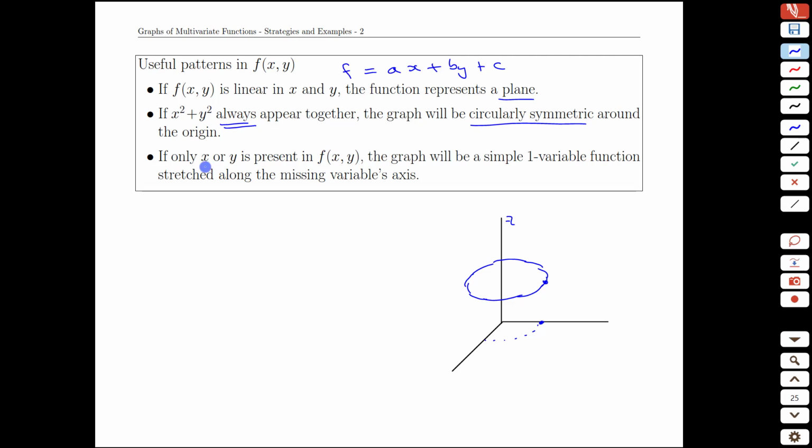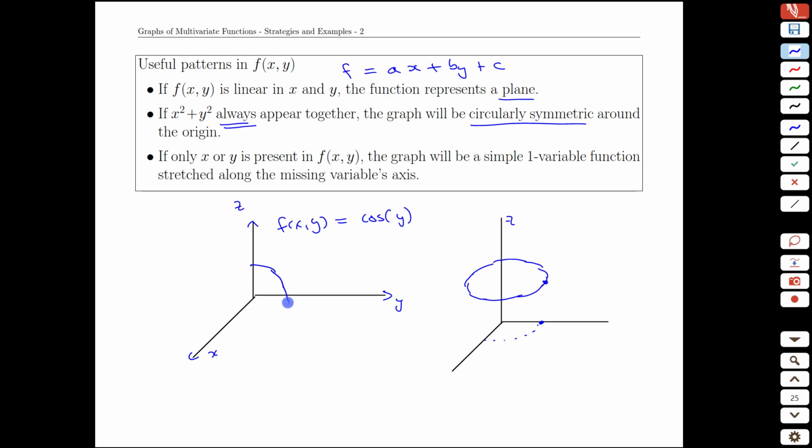Last but not least, if we only have one of the variables actually listed in the formula, then what we have is a simple one variable function, but stretched out. So if we had a function like f of x, y equals cos of y, then what we'd see is y is the only thing that matters, and x doesn't appear. That doesn't mean that it doesn't show up in the graph, it just means that it has no effect on the heights. So if we change x, we don't change heights.